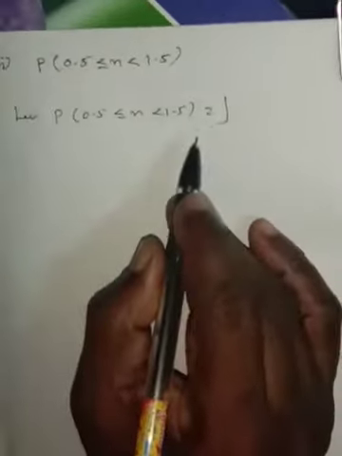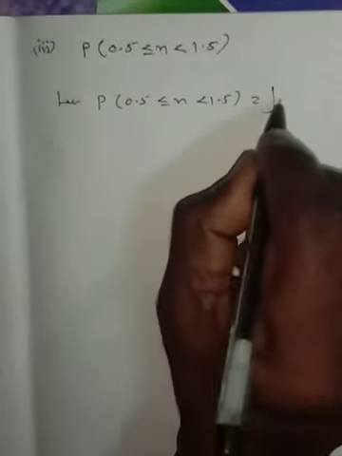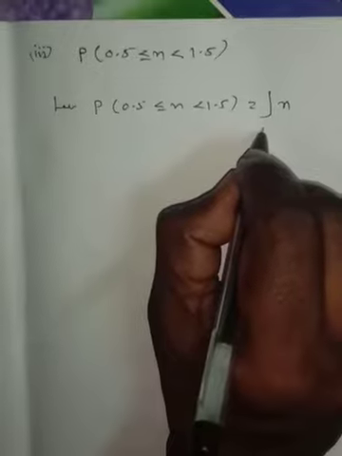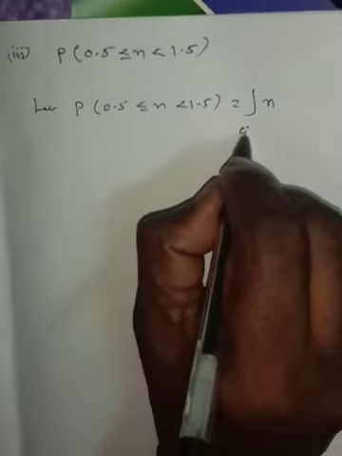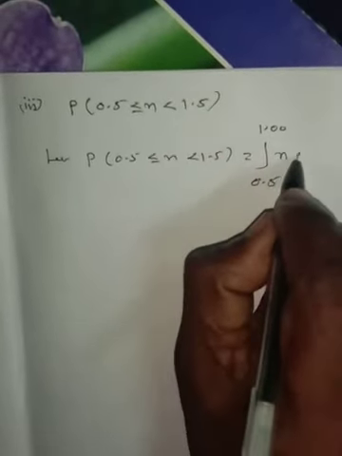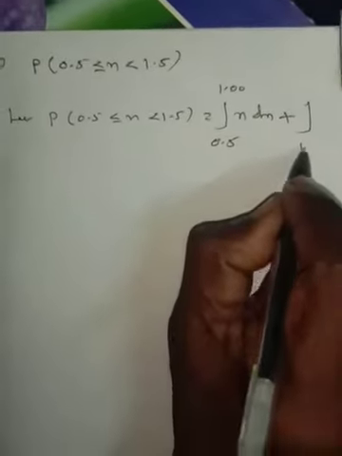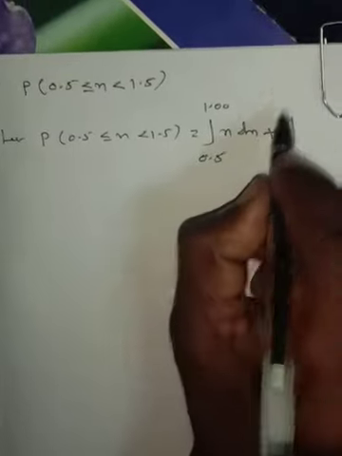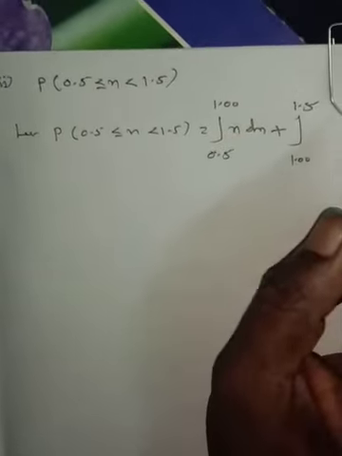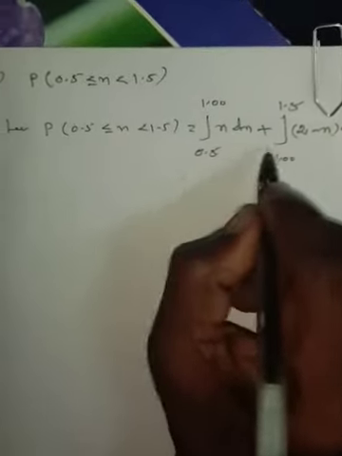In this case, split into two parts. One is 0 to 1. First stage f of x is x. So 0.5 to 1, f of x dx, plus the second part, 1 to 1.5, 2 minus x. F of x is 2 minus x dx. This can be split into two parts from the given PDF.